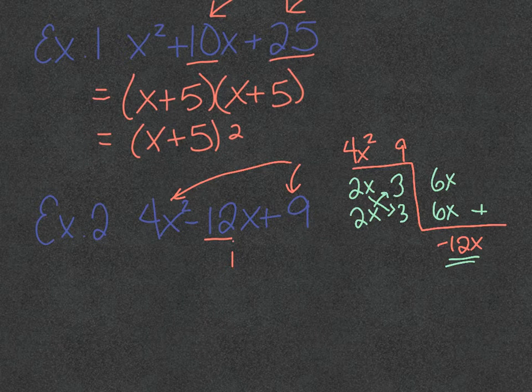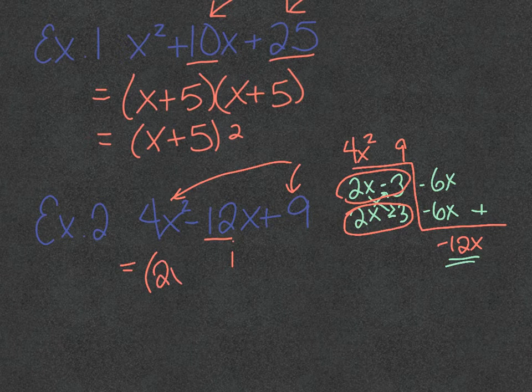So what's wrong here? Well, this would have to be negative and this would have to be negative, which means I, of course, am going to make these both negative 3, which still multiply to 9. So my factors are found under the stairs here. So this is 2x minus 3 times 2x minus 3.